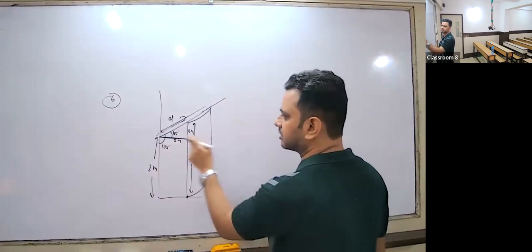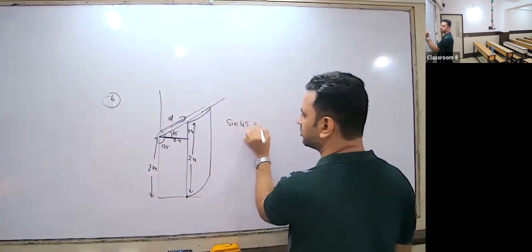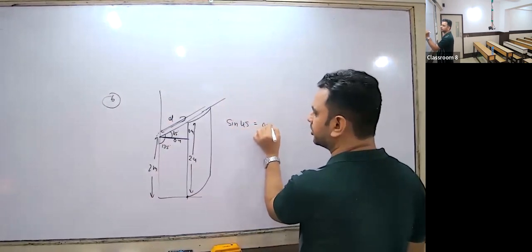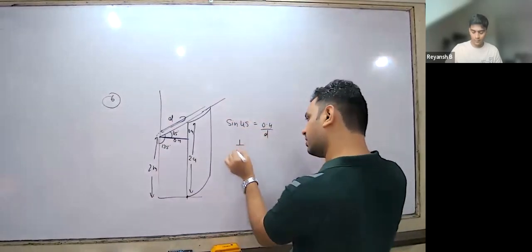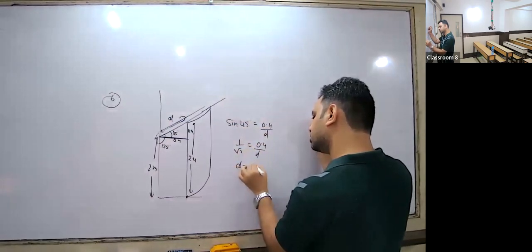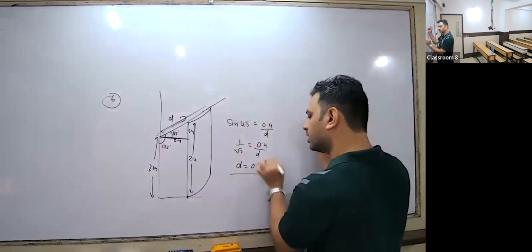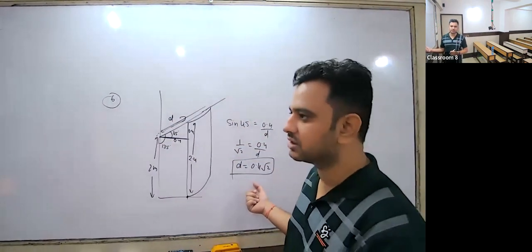Sorry, not that. We want D now, so we apply sine. Sine 45 should be equal to 0.4 by D. Sine 45 is 1 by root 2, which equals 0.5 over D. So D should be equal to 0.4 root 2.